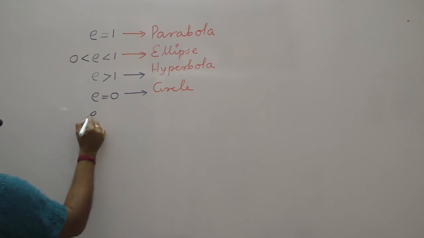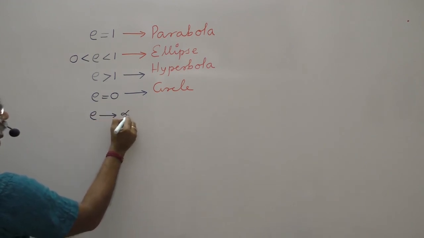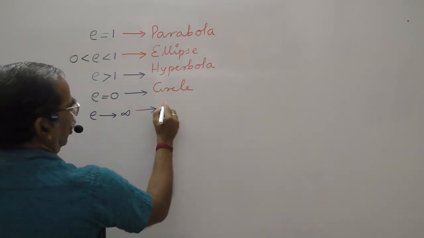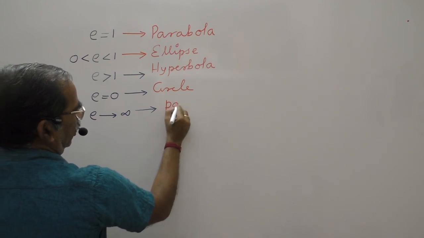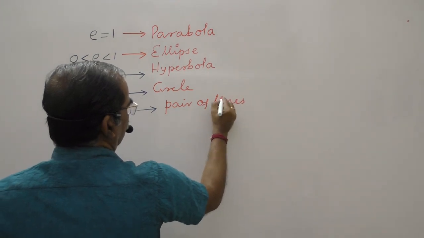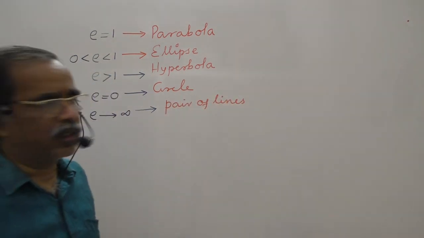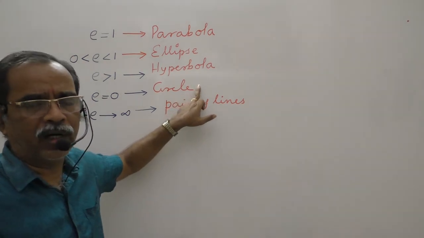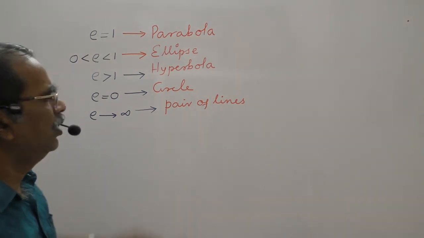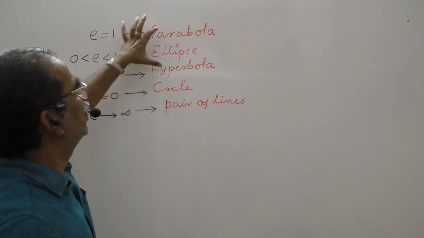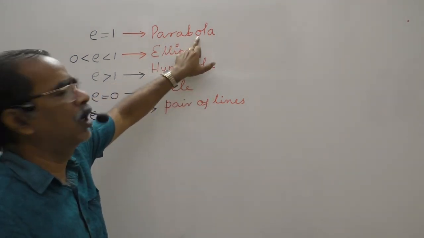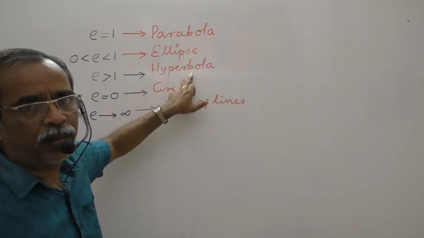If E is a number tending to infinity, then the conic is called a pair of lines. So these are the types of conic sections. Circle we have already studied in detail. Pair of lines also we have completed. Now in this syllabus we will discuss these three conic sections: parabola, ellipse and hyperbola.